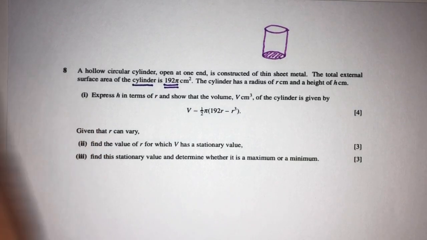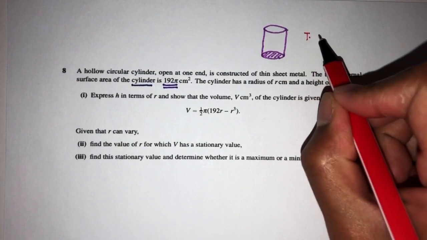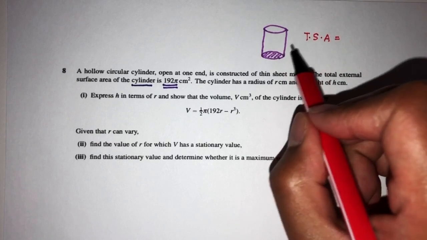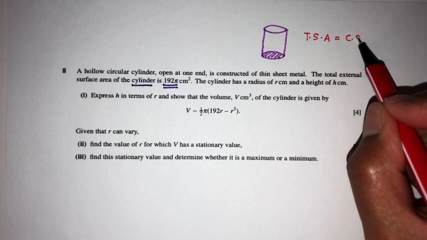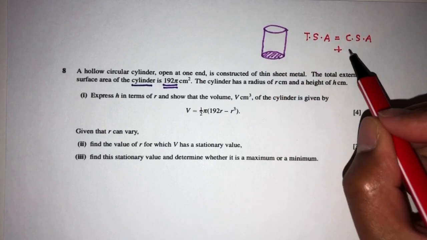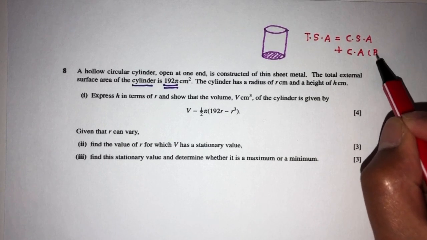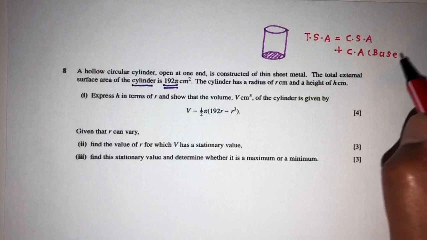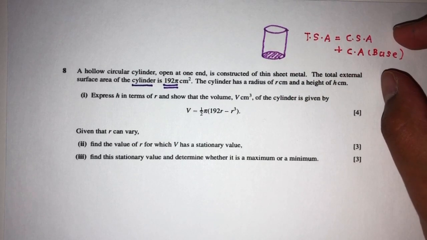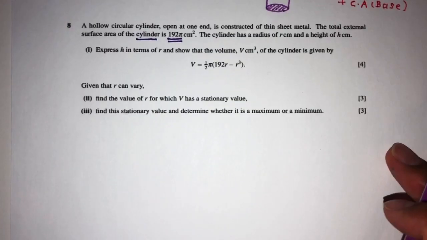Let's observe. According to what we have right here, we can see that the TSA, which is the total surface area, is equal to what? It is the curved surface area, plus the area of the circle at the base. Because the top is open, we don't have the top, we only have the base. So this will be equal to the total surface area of this cylinder. Okay, so let's first use that.